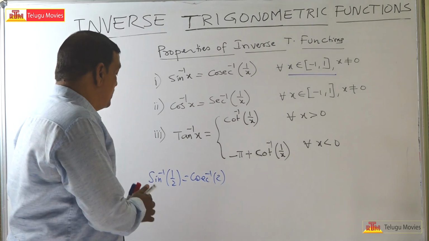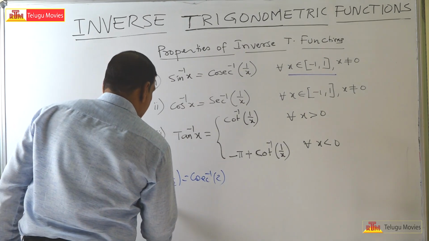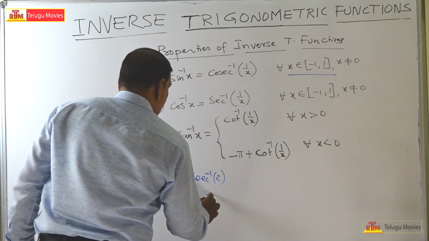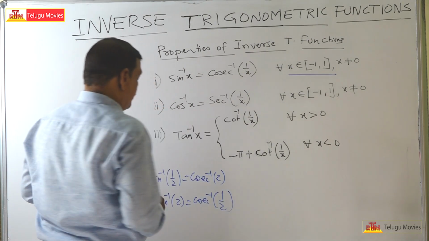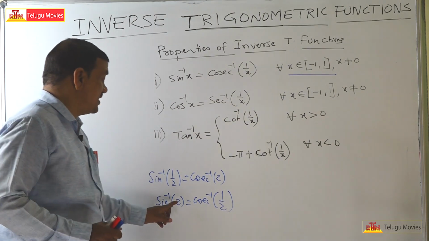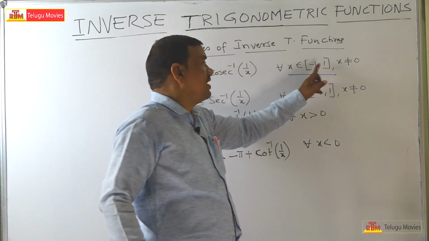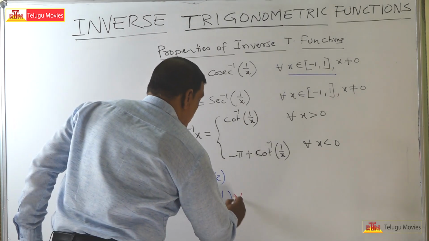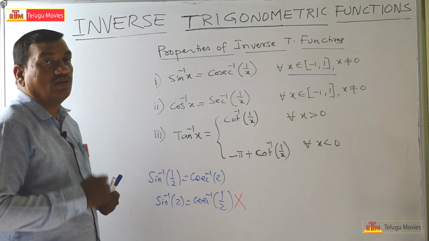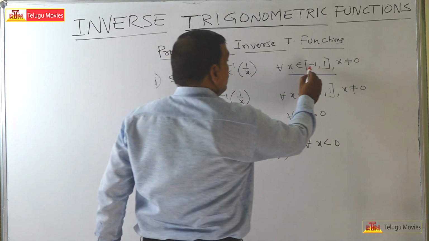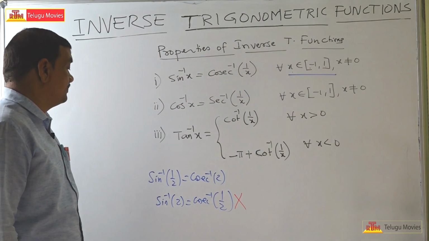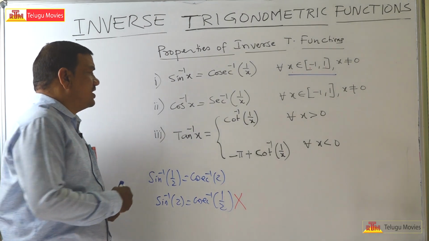But if it is more than 1, you cannot write it like this. That means you cannot write sin inverse of 2 is equal to cosecant inverse of 1 by 2. Why? Because here 2 does not belong to -1 to 1. This step is wrong. Understand? The first thing is x should belong to -1 to 1.